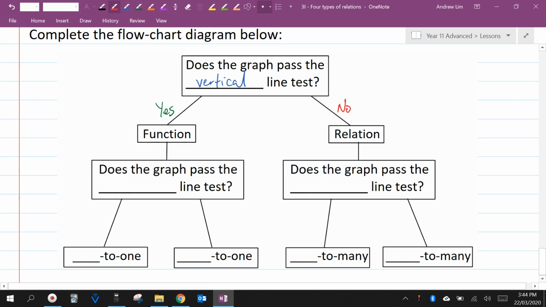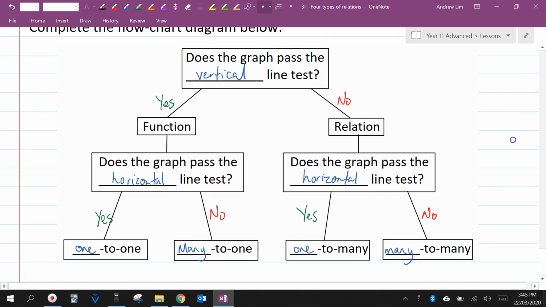After we know that it's a function or relation, we ask ourselves, does it pass the horizontal line test? If it does, then it's a one-to-one function. If it doesn't, it's a many-to-one. If a relation passes the horizontal line test, it's a one-to-many. And if it fails, it's a many-to-many.